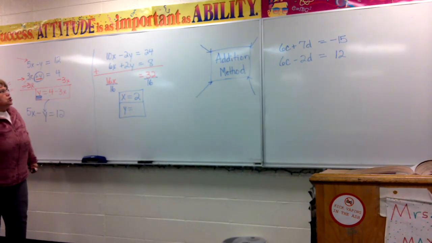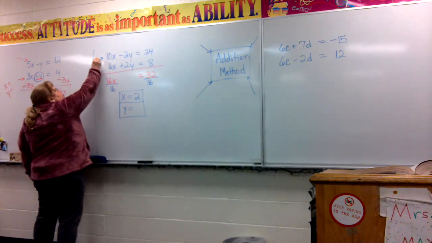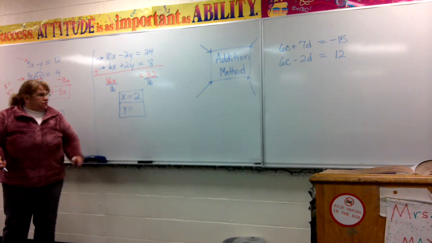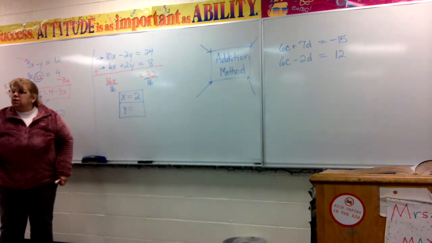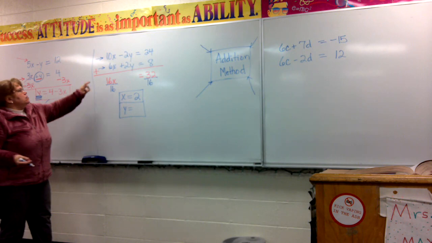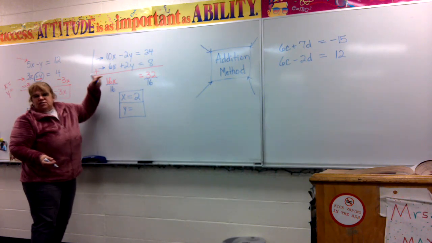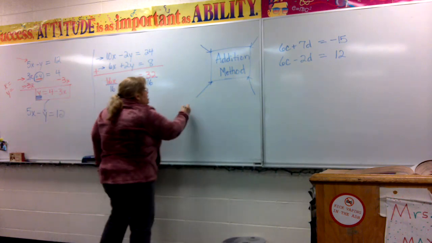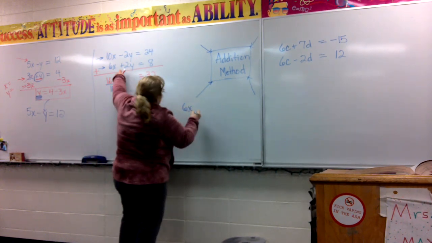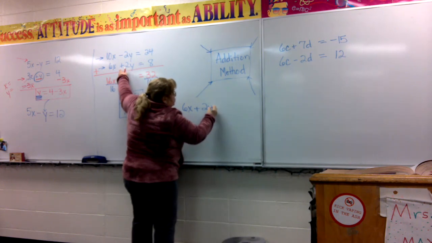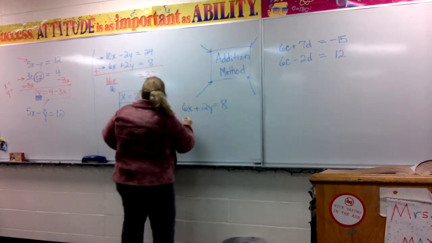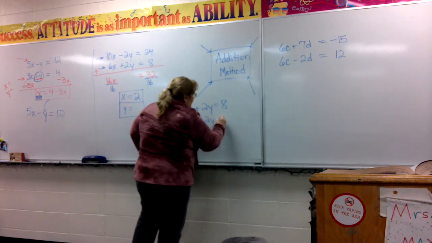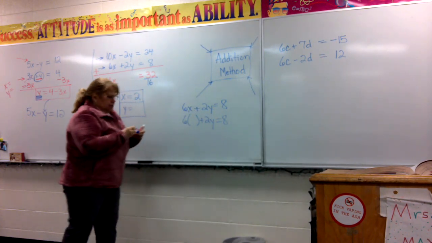Well, here, you're going to have to put it back into one of these two. It doesn't matter which one you choose, you'll get the same y value for both. I usually like to pick the one with smaller numbers. It doesn't matter. Here is the bottom equation, 6x plus 2y equals 8.